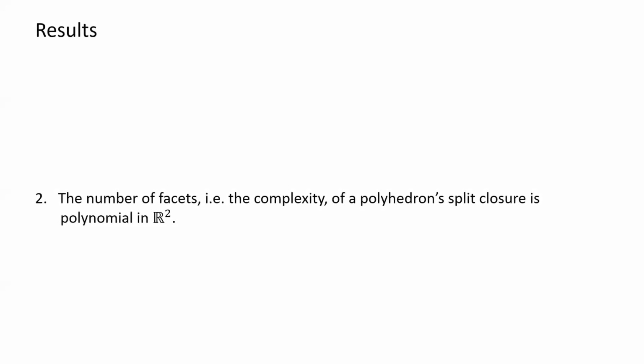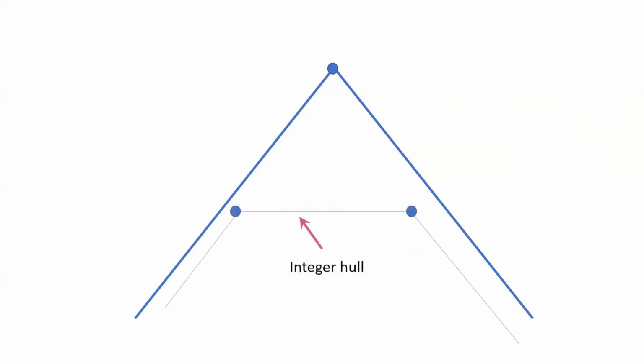Next, let me talk about the complexity of a polyhedron's split closure in two-dimensional space. Given a polyhedron, its split closure is proved to be equal to the intersection of the split closures of all the simplicial cones derived by the facets of the polyhedron. Since there are at most polynomially many such simplicial cones, it is sufficient to prove that a simplicial cone's split closure has polynomially many facets. Without loss of generality, we assume its apex is not integral, otherwise it is trivial. And here is its integer hull.